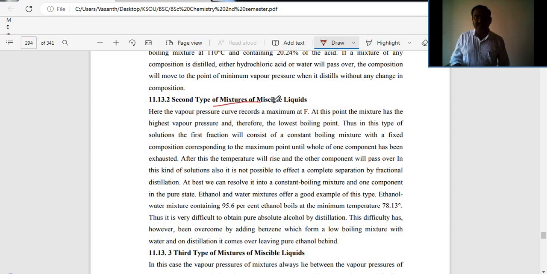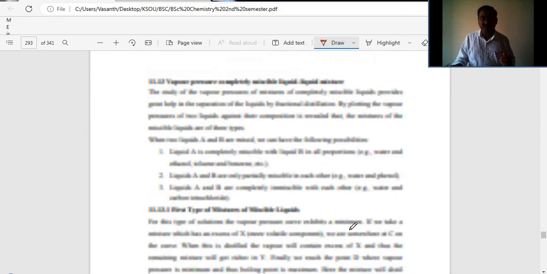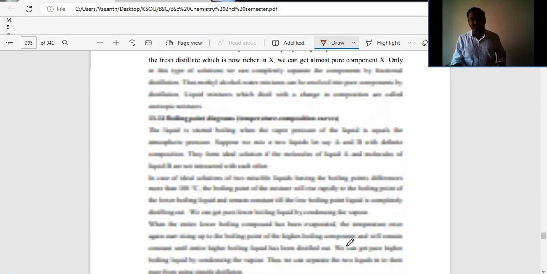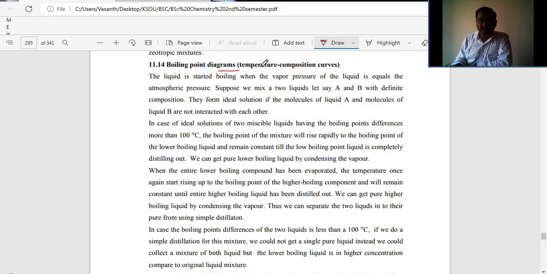In that, the second type of mixtures of miscible liquid. Here, the vapor pressure curve records a maximum at F. Just for comparison with this diagram also. Then you have to find out the boiling point diagrams, it depends on the temperature composition curves.